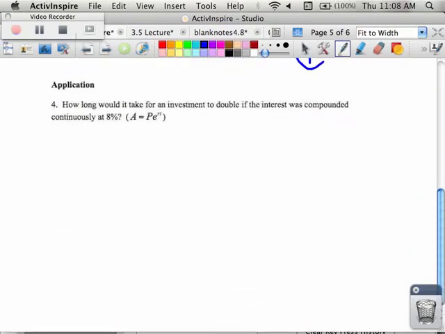Application. How long would it take your money to double if you invested blah, blah, blah continuously? What I want you to see is that whenever they use the word continuously, that's when they're using this PERT equation that we learned about earlier in our unit.